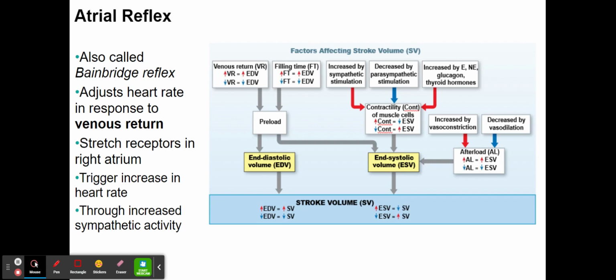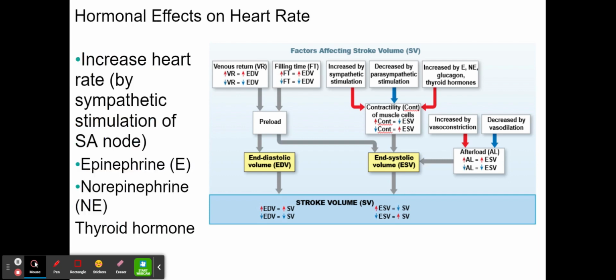The atrial reflex, or the Bainbridge reflex, involves adjustments in the heart rate in response to an increase in the venous return, or the amount of blood returning to the heart through the veins. When the walls of the right atrium are stretched, stretch receptors there trigger a reflexive increase in heart rate by stimulating sympathetic activity. Thus, when the rate of venous return to the heart increases, so does the heart rate. And for this reason, the cardiac output increases as well.